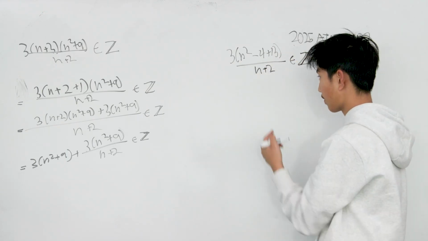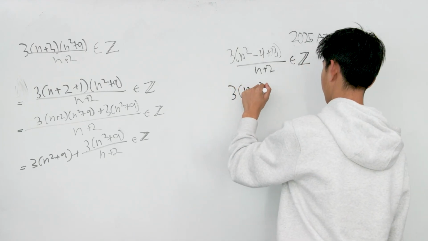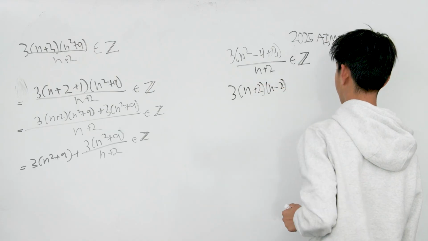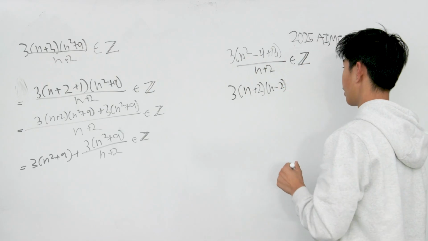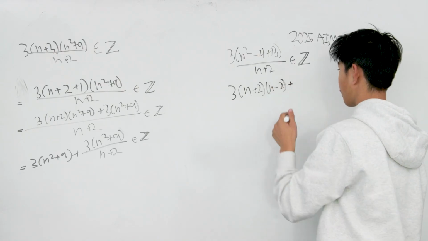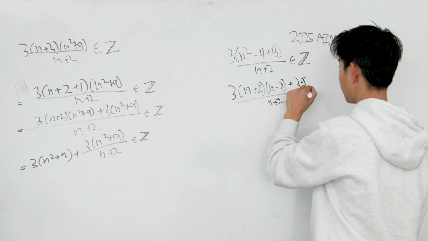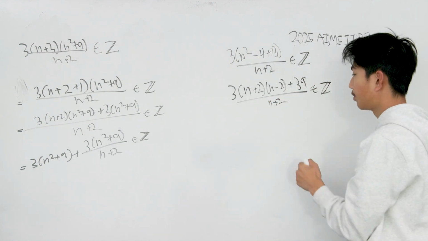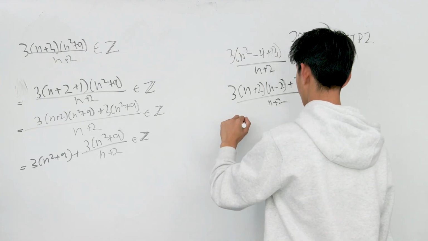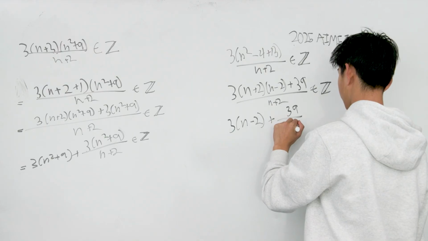Then this right here becomes 3(n+2)(n−2), using difference of squares, and then we still have that 13 in the parentheses left over, so we just add 13 times 3, or 39, over n+2. Once again, the n+2 cancels, so we have 3(n−2) plus 39 over n+2.